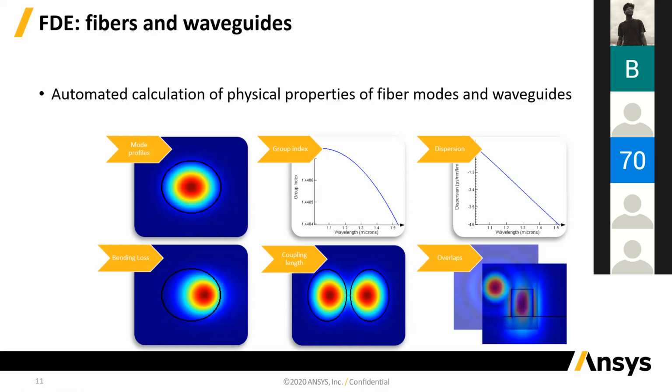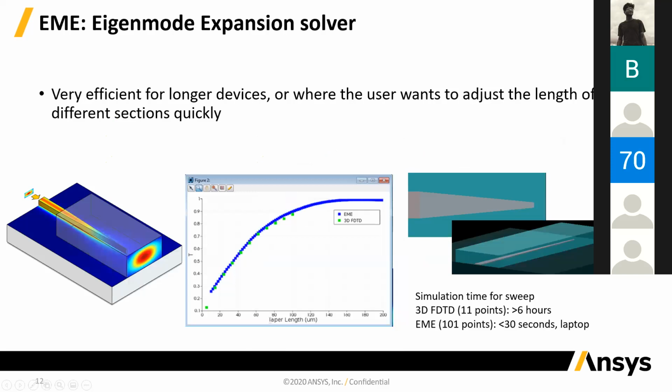Okay, so next, going into EME, this is, like I mentioned, the eigenmode expansion solver. It's very efficient when you're simulating something long and you want to sweep the length of the device to optimize it. That's where EME is very powerful. So this is an example of a taper where you have two different waveguides on two sides, and then you want to optimize the length so that light successfully transfers from one side to the other.